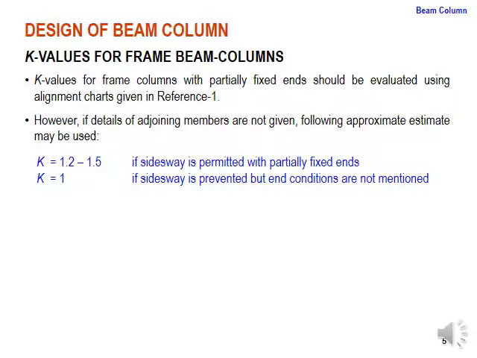Next content of this lecture is the K values for the frame beam columns. How to get that? The K values for the frame columns with partially fixed ends should be evaluated using the alignment charts given in reference number 1. We have discussed in the online session how to get those values, and also when we solve the numerical problem, we will discuss it there. In the reference book, our LRFD manual, actually reference 1 is the LRFD manual, the alignment charts are given.